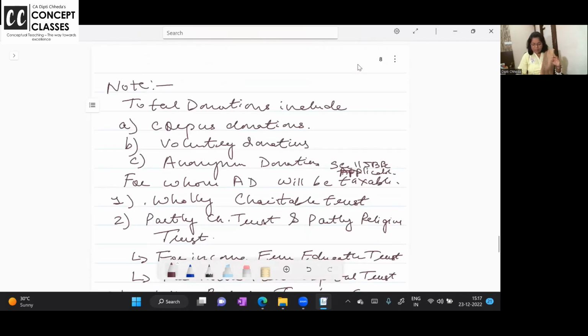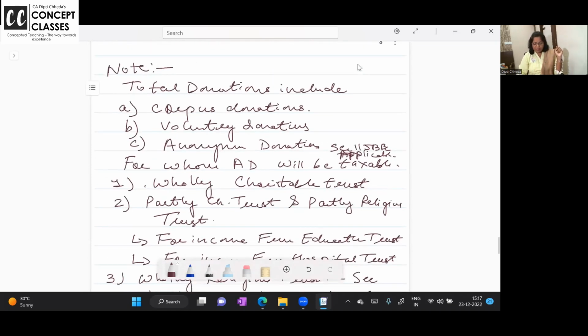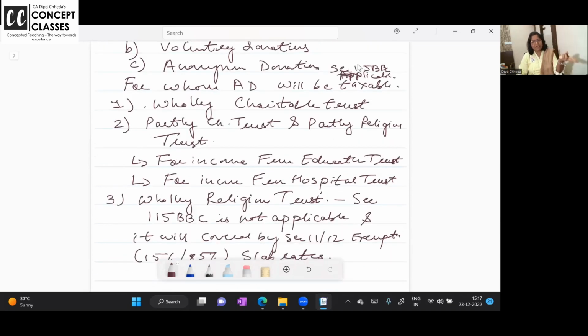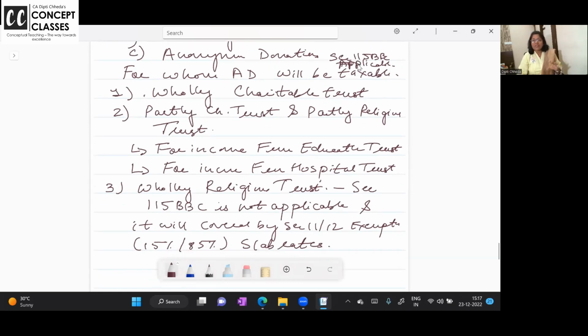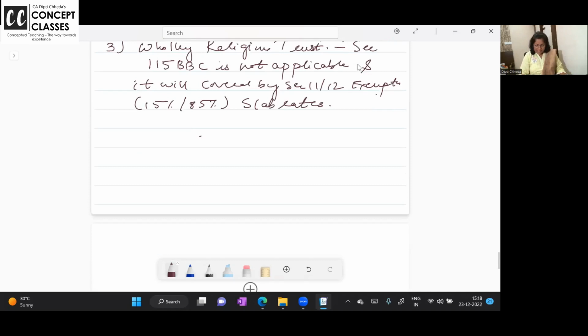And now coming to for whom this will be applicable. So this 30% and this 5% concept is applicable to charitable trust and partly charitable and partly religious trust. Wholly religious trust income is not exempt from anonymous donations. If it is a wholly religious trust, then for anonymous donations, 115 BBC is not applicable, and it will be covered under 11 and 12 with normal slab rate.